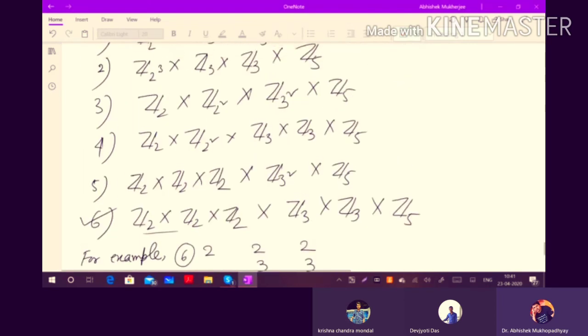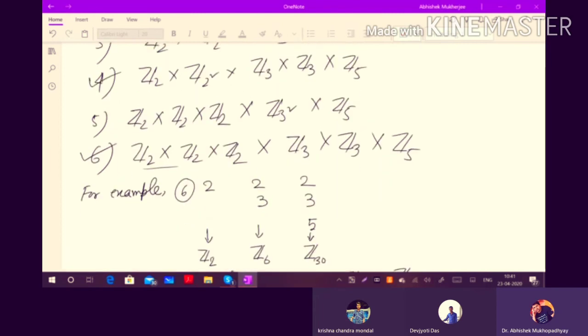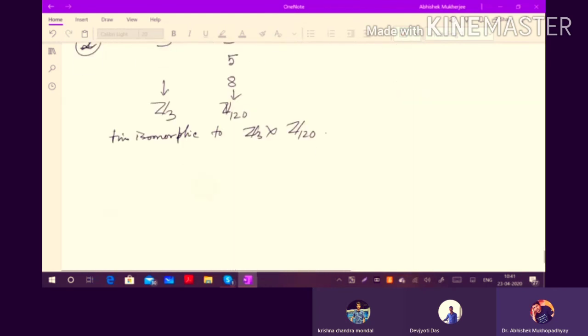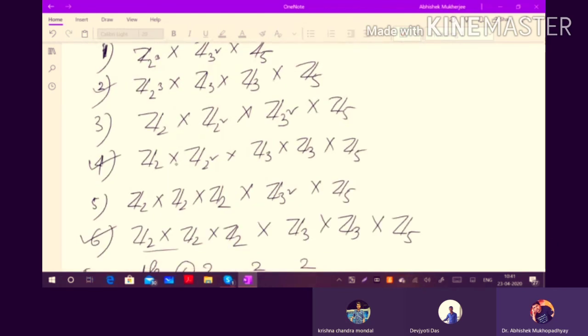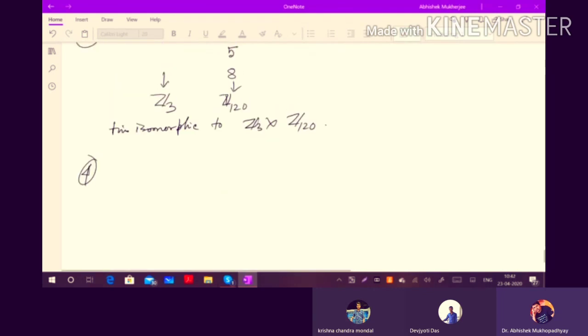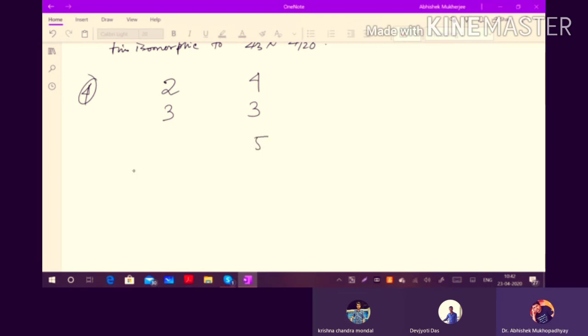Z120. Now for case 4, what will happen? Just see the representation: Z2 cross Z2 square, Z3 cross Z3 cross Z5. So for case 4, the first one is Z2, that is for 2, and the second is 4, Z2 square. Then Z3 cross Z3, that is 3, 3, and then Z5. So this will give Z6 and this will give Z60.